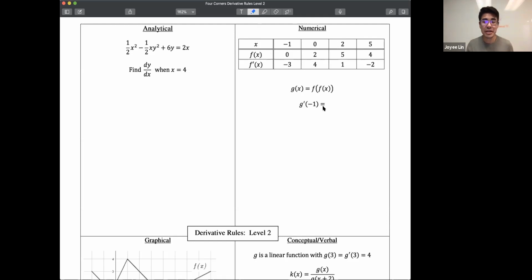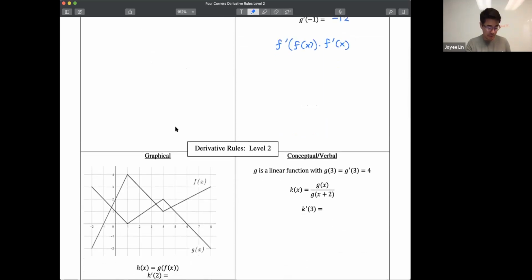Cool. It's negative 12. Y'all are right, right? So it's f prime of f of x times f prime of x. And then you just plug in 1 for all those values and y'all got negative 12. Awesome. And then I'll just write out the solution for you later since y'all are really good at that.